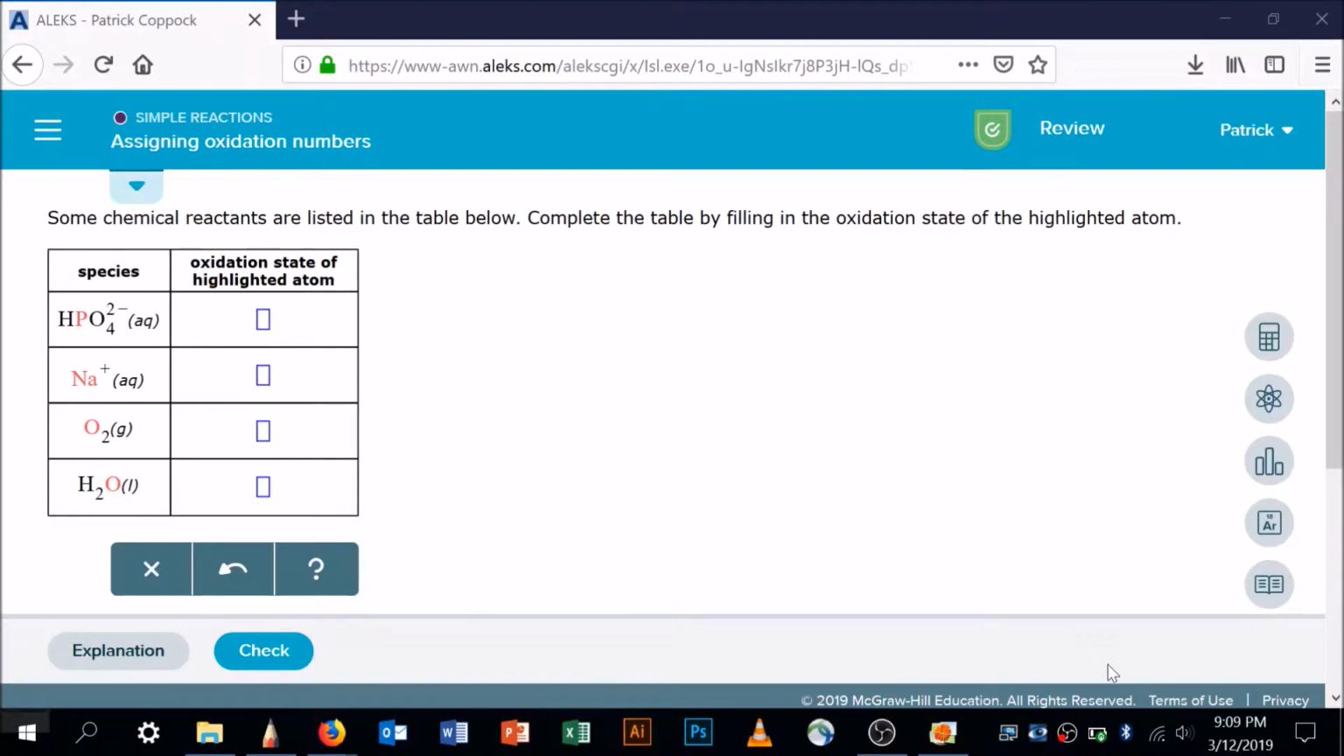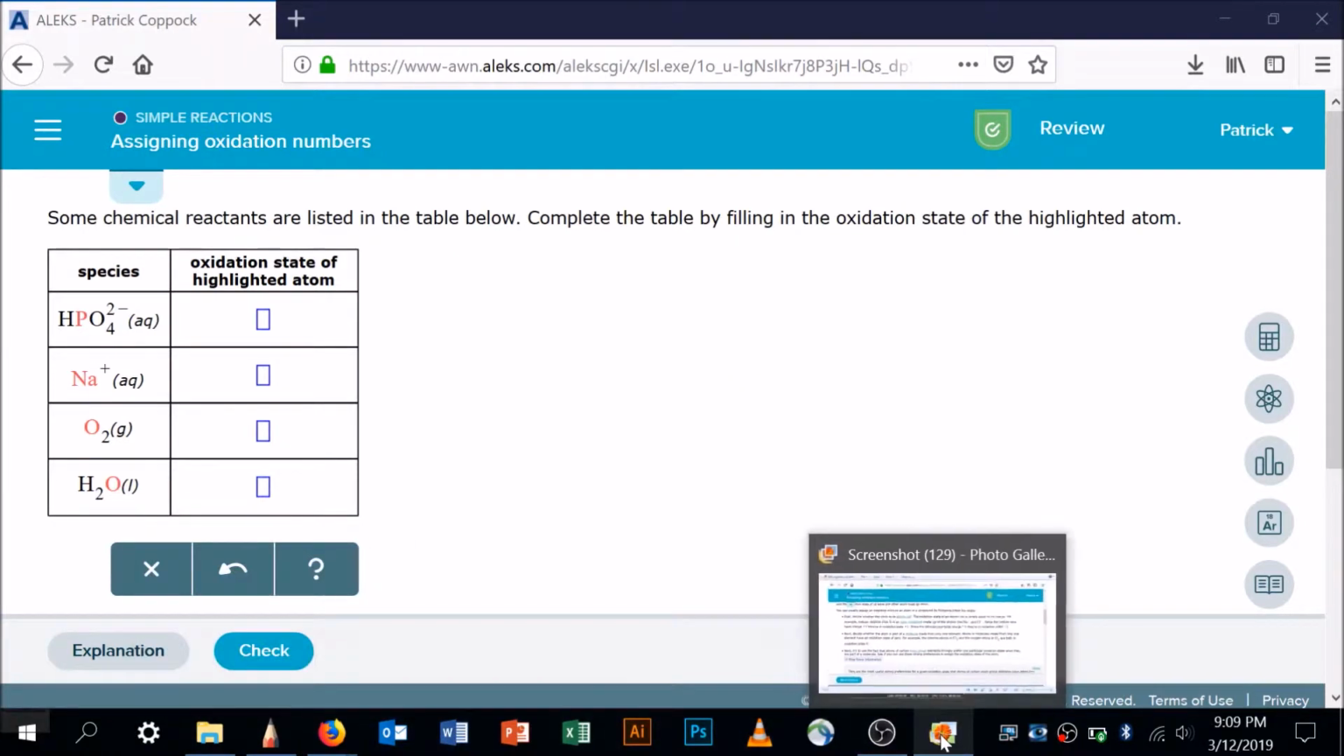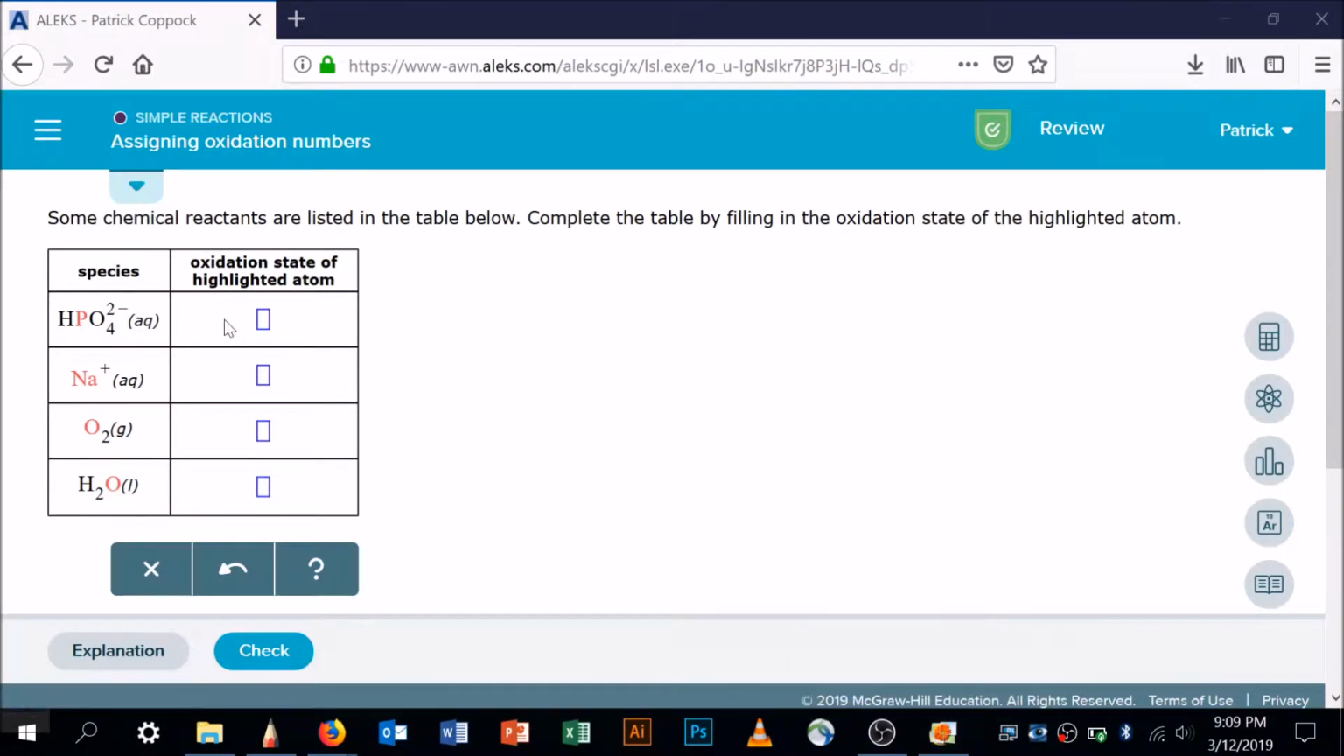Okay, I got a request from a student a few minutes ago to talk about assigning oxidation numbers. So what I did was I set my whiteboard up over here. We'll look at that in a minute. And I also took a snapshot of an explanation. I didn't get the whole explanation, just part of it. So let's see what we can do here with this.